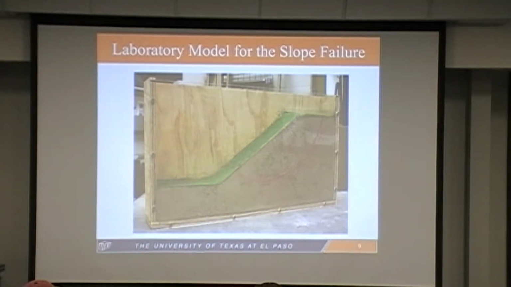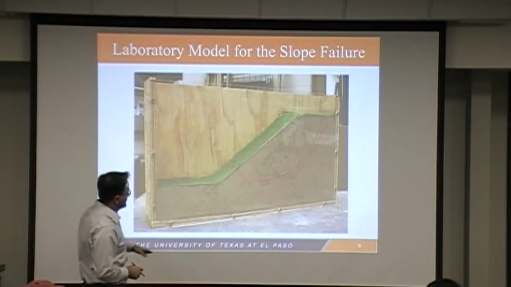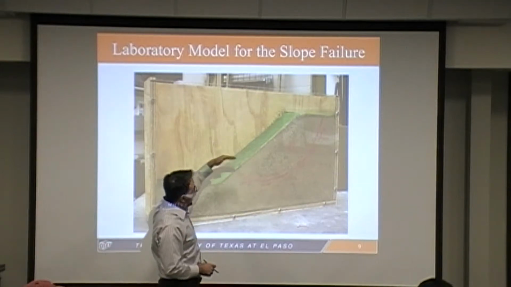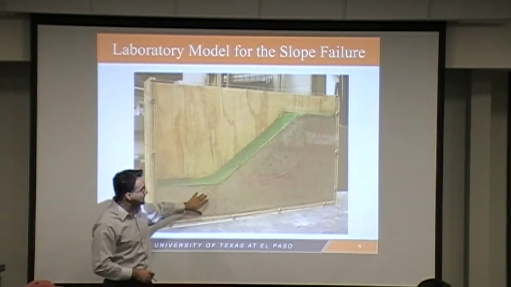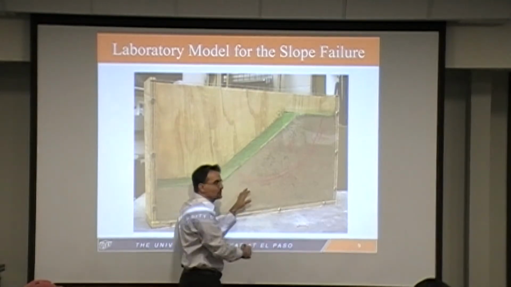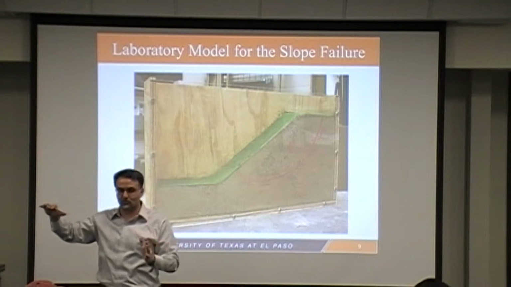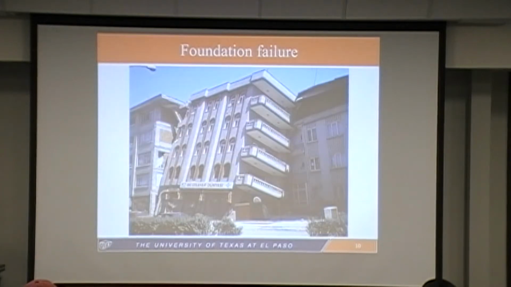All right, you can also model these failures in the lab. This is one of our lab models that we have for that embankment and the slope here. As you add the load at the top and increase the level of saturation of the soil, you see the failure will take place. The markings along the line show you the failure surface, which very well follows the theory in terms of the failure surfaces that we have.